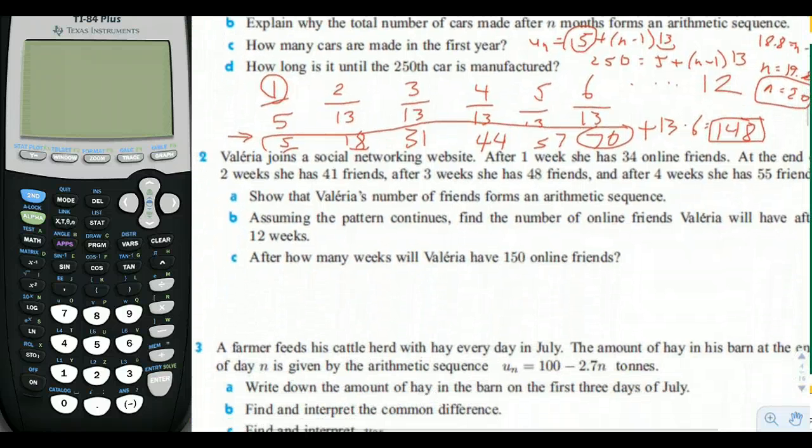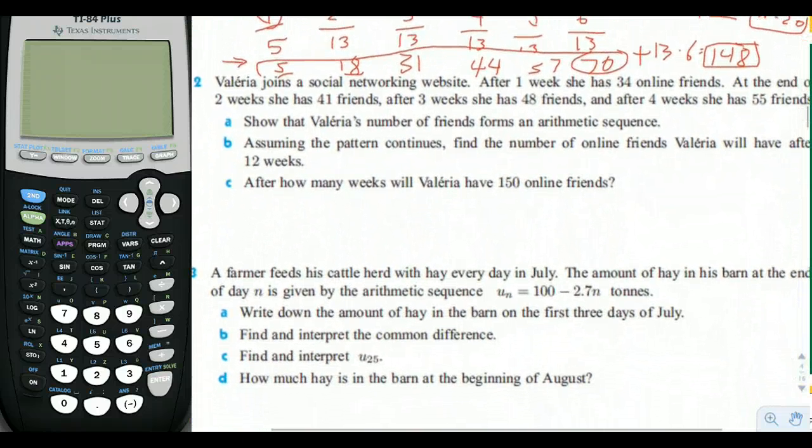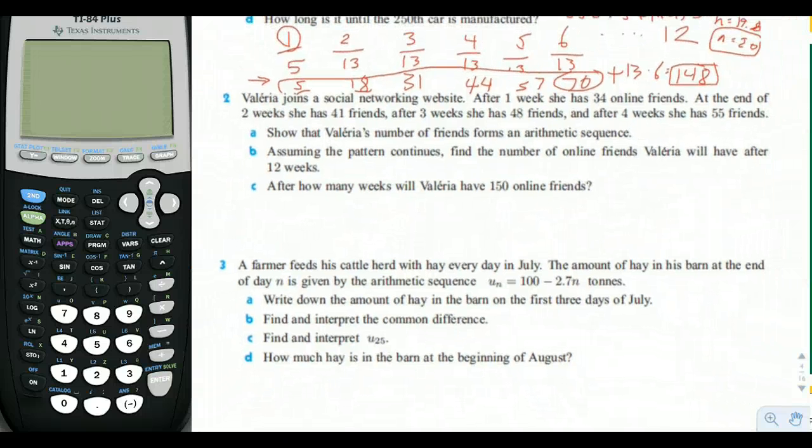All right, number 2. Valeria joins a social networking website. After 1 week, she has 34 friends. At the end of 2 weeks, she has 41 friends. At the end of 3 weeks, she has 48, and after 4 weeks, she has 55. Show that the number of friends forms an arithmetic sequence. Well, we can see that the difference between each of these is always 7, so that is the definition of an arithmetic sequence.